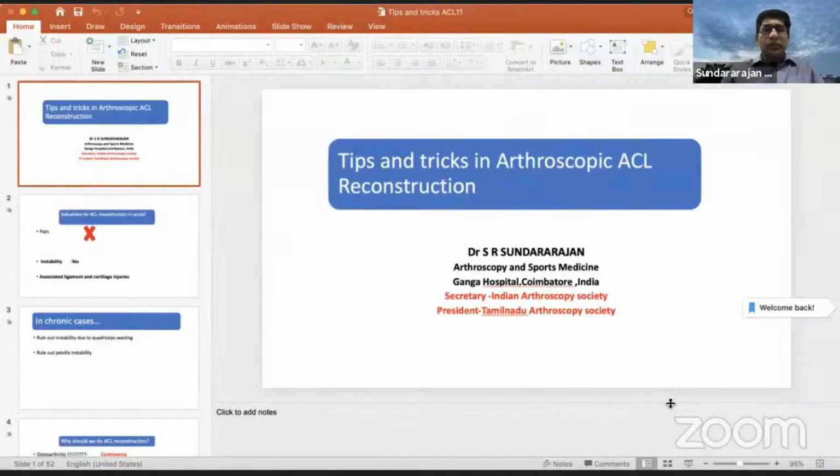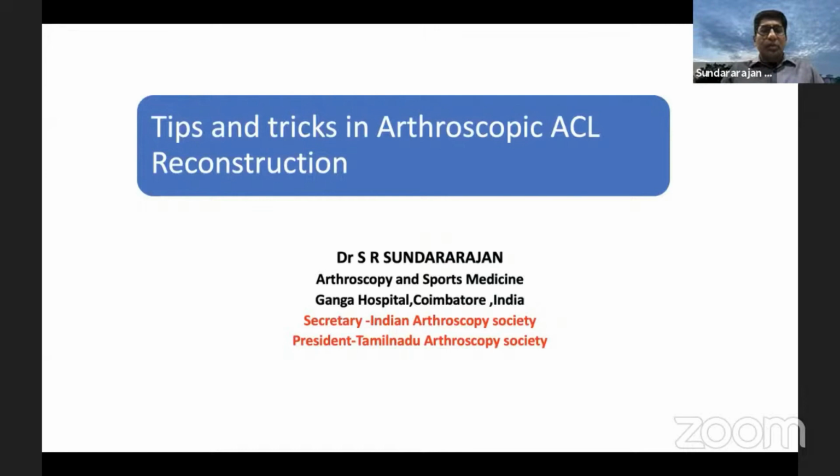The tips and tricks of arthroscopic ACL reconstruction. So we had covered the graft harvesting concepts and almost all the concepts of fixation on the femoral side, which is the most important one. My topic is going to cover just tips and tricks in arthroscopic ACL reconstruction, meaning how to get a good functional outcome after arthroscopic ACL reconstruction.